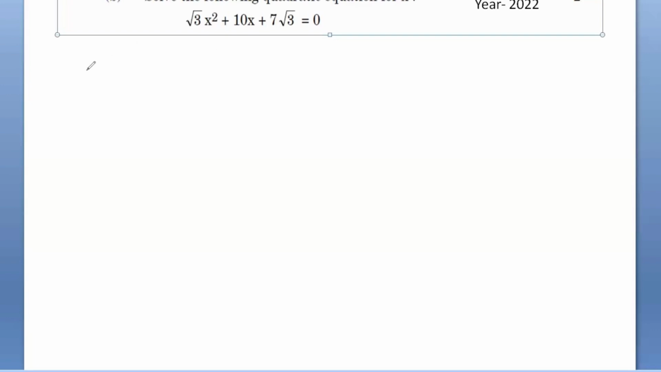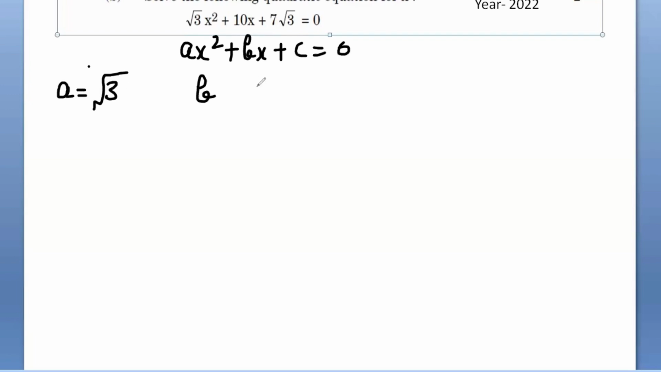So first of all, what we need to do, we need to compare this equation with ax squared plus bx plus c is equal to 0. So quickly write down the values. a is root 3, b is 10 and c is equal to 7 root 3. Now what we need to do first?